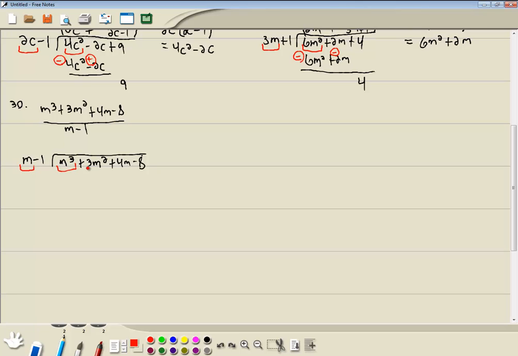You take a look at the first term of each, decide what goes up on top. You ask yourself what times m gives you m to the third, and that'd be m squared. Whatever you put up on top, you multiply by what's out in front. So we'll take m squared times m minus 1, which gives us m to the third minus m squared. Okay, so we're going to subtract that line, which means flip signs. So this becomes negative, and this becomes positive. m to the third minus m to the third drops away. 3m squared plus m squared gives us 4m squared. And I'll go ahead and bring everything down.